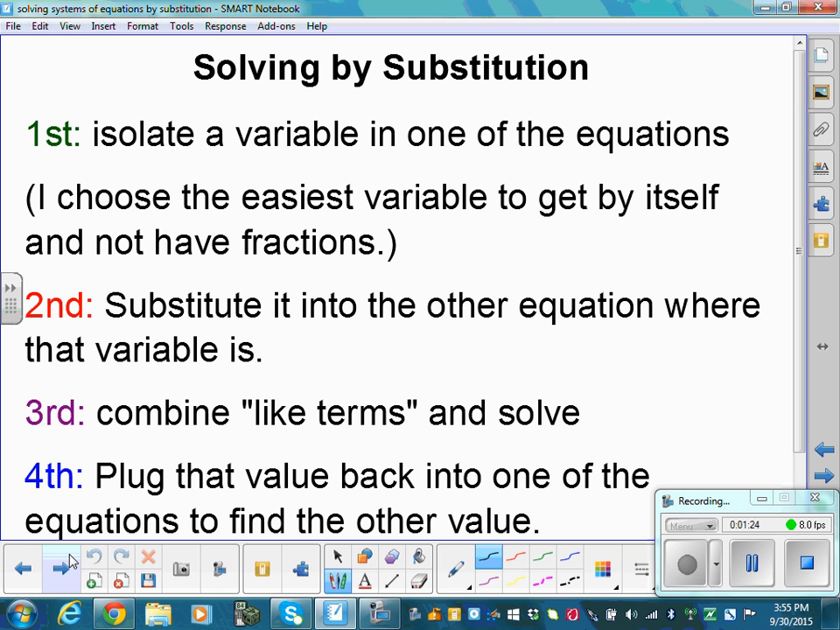Your second step is to substitute whatever you solved for by putting it back into the other equation where the variable is. Then your third step, you will combine like terms and solve. Fourth, once you've solved for one of the variables, you'll plug the answer of that variable back into one of the equations, one of the original equations. You'll plug it back in to find the other value.